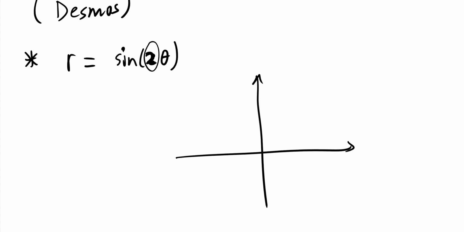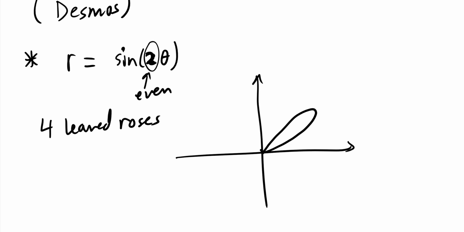In this case, I have 2. 2 is an even number. So then we are always going to have double that number. If it's even, you double it. So if that was 4, you make it 8. You're going to get 8. Here we're going to get 4-leaved roses. That's what we call them, 4-leaved roses. So it's going to go in the first quadrant, in this one, in this one, and this one.